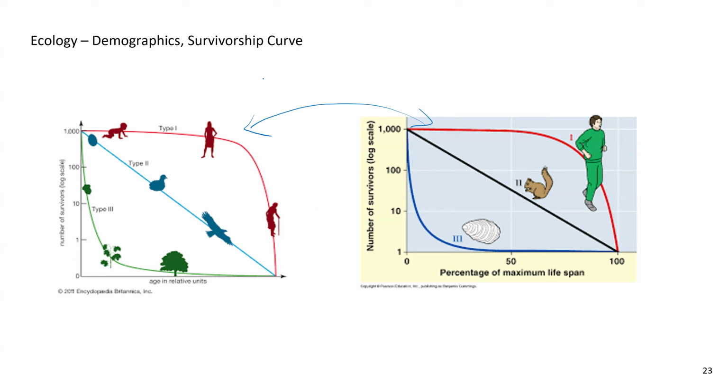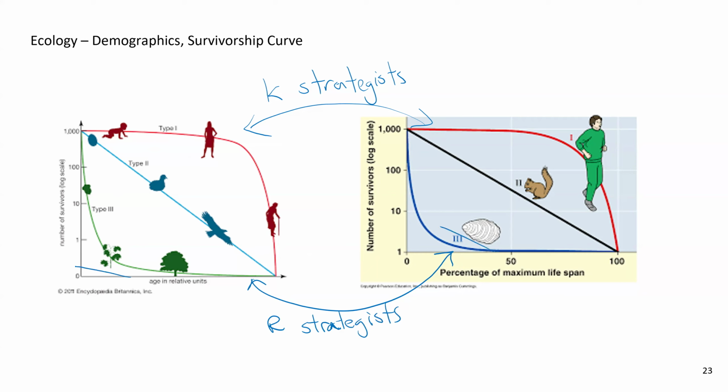And we said these are K strategists. These guys have very few offspring. They have a low death rate early, but it becomes high later. These are R strategists, where they have a lot of offspring. So we looked at oysters and we looked at seedlings. And they have a very high death rate early on, and then it slows down.